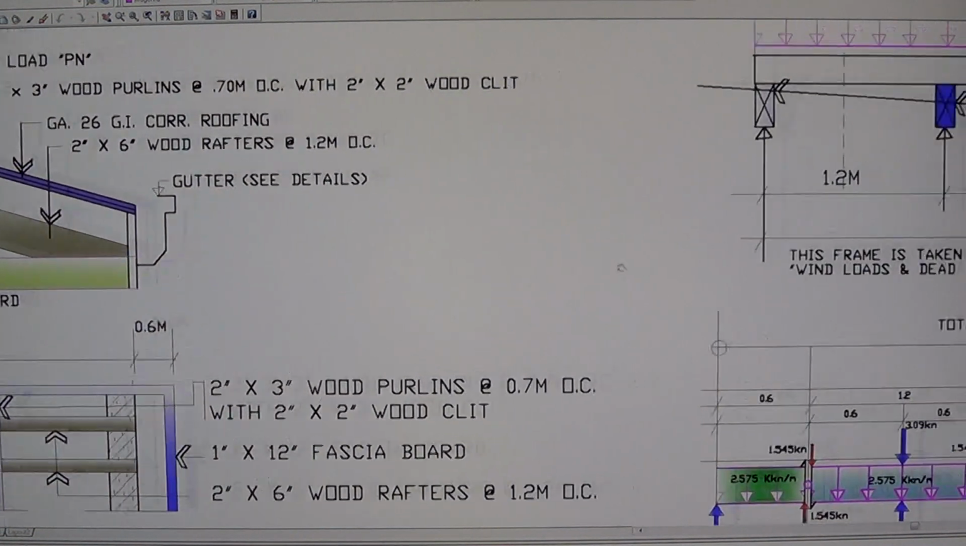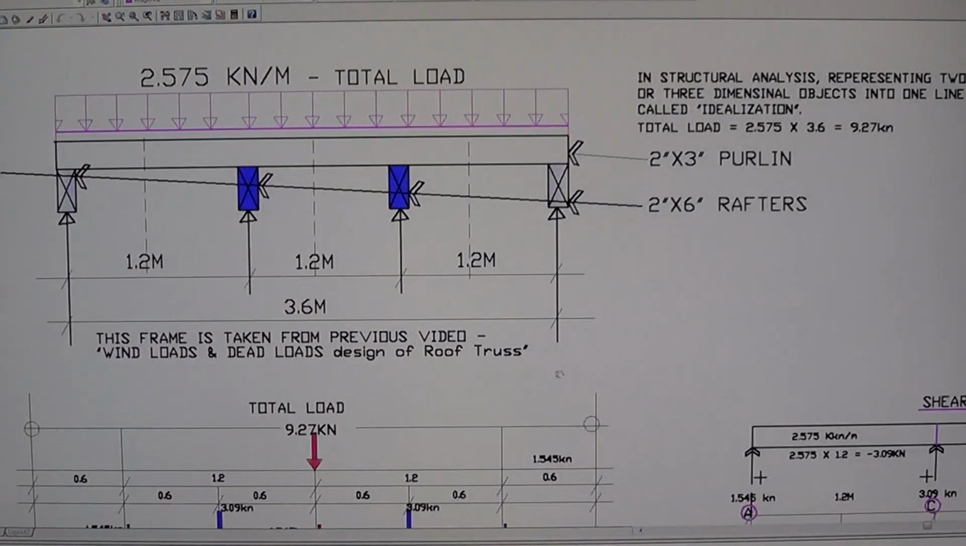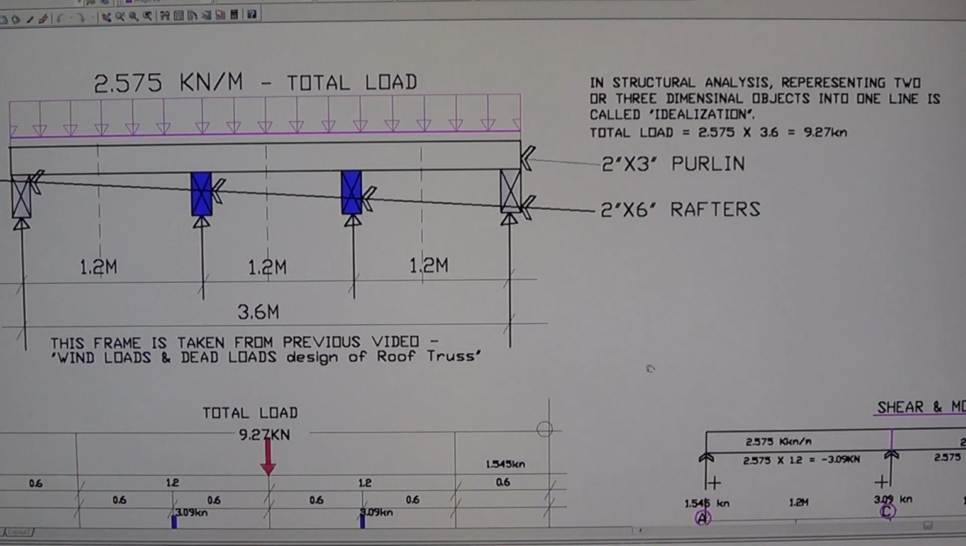Alright, now here's the Purlin. It is carrying 2.575 kilonewton per meter load. It is a uniformly distributed load along the entire length of the Purlin. The Purlin is carried by 4 rafters.